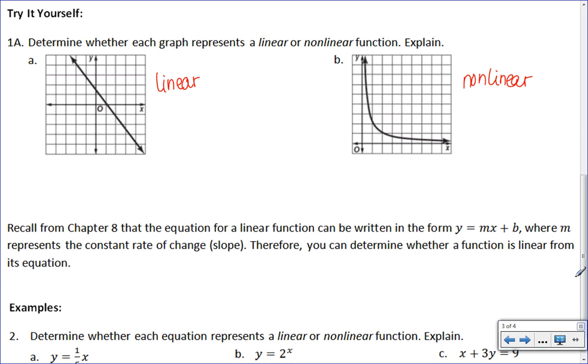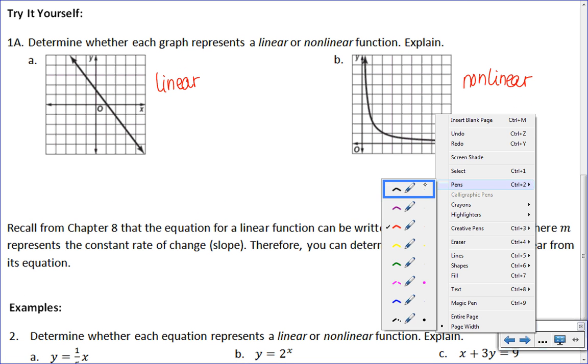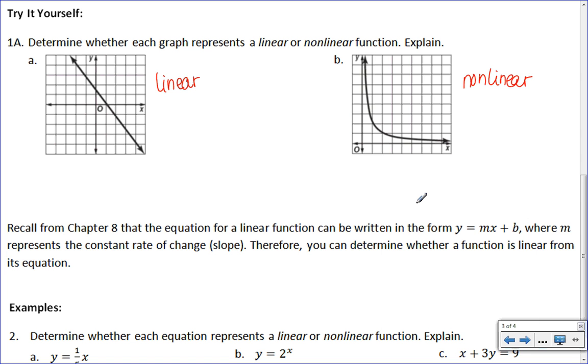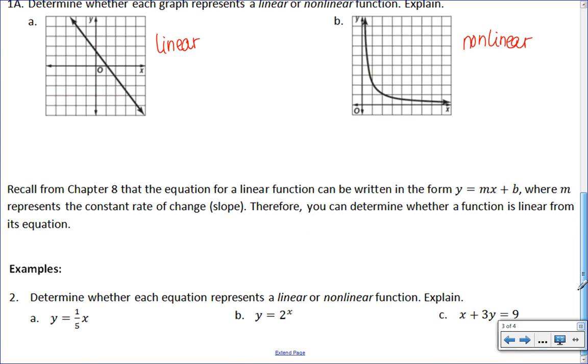Okay, well, we won't always have a graph of whatever function we're dealing with. So it's helpful to know how to tell if a function is linear or not in other ways as well. So recall from chapter 8 that the equation for a linear function can be written in the form y equals mx plus b, where m represents the constant rate of change, or the slope. Therefore, you can determine whether a function is linear from its equation. If it's linear, it would have to be either already written in this form or able to be transformed so that it could be written in this form. So let's take a look at some examples.